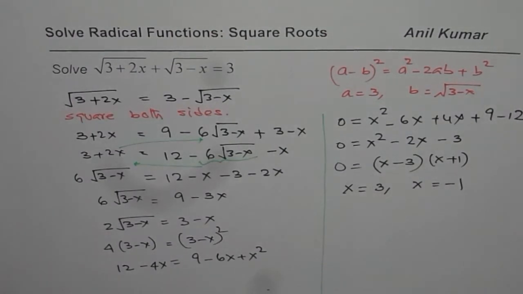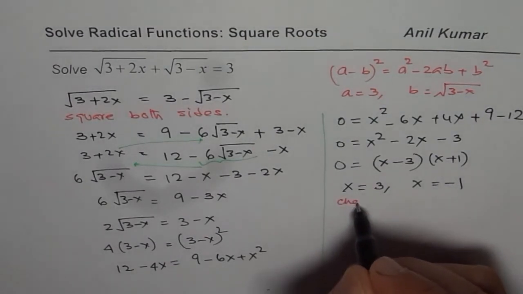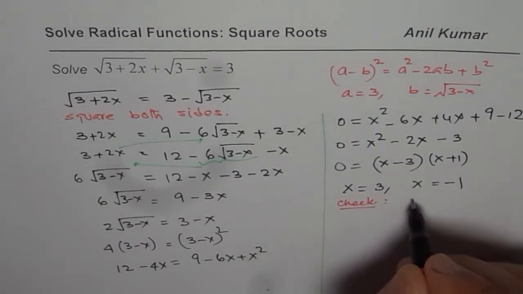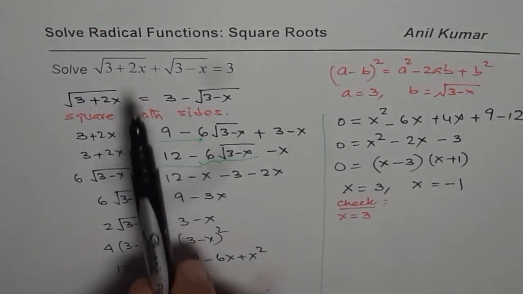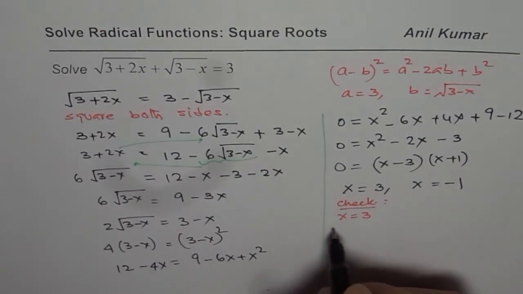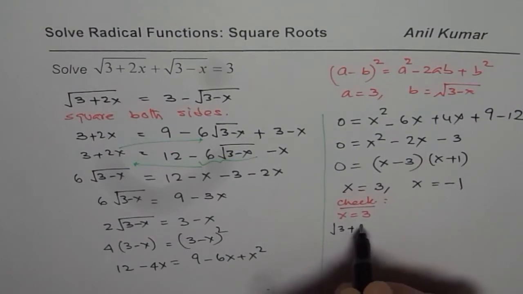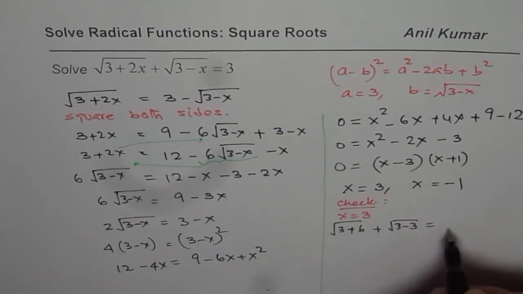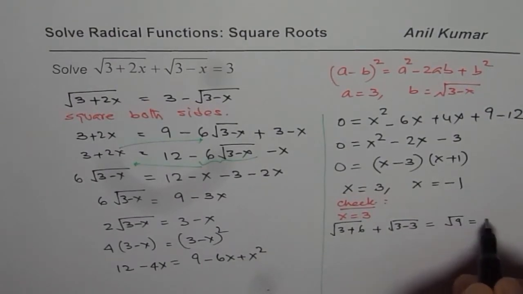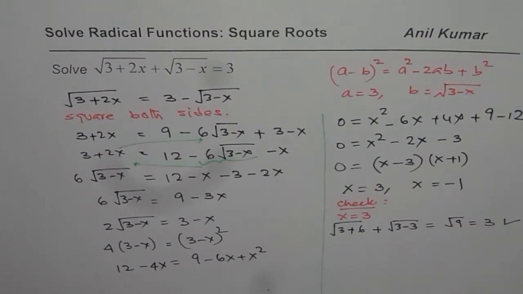Now these are your possible solutions. What you need to do now is check your solutions. So let us check x equals 3 first. If I put 3 in the equation, what do I get? I get square root of 3 plus 3 times 2, which is 6, plus square root of 3 minus 3, that is 0. And here we get square root of 9, which is indeed 3. So that works for us.